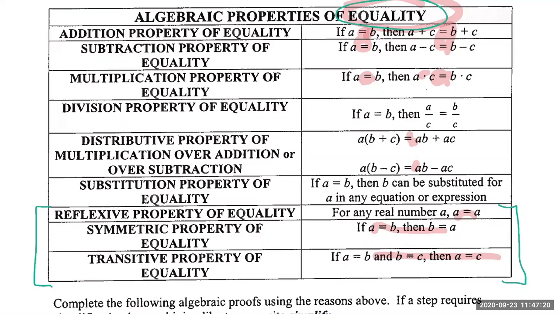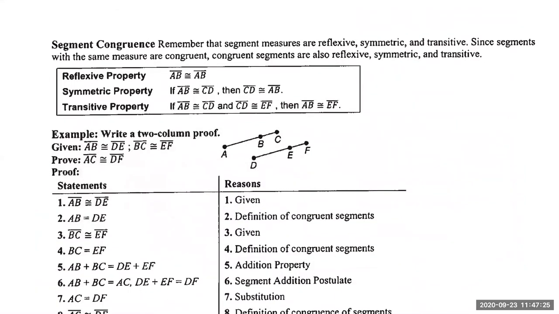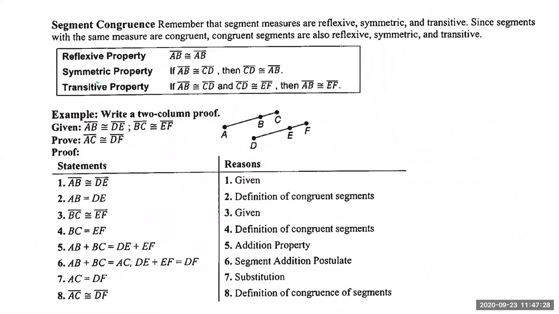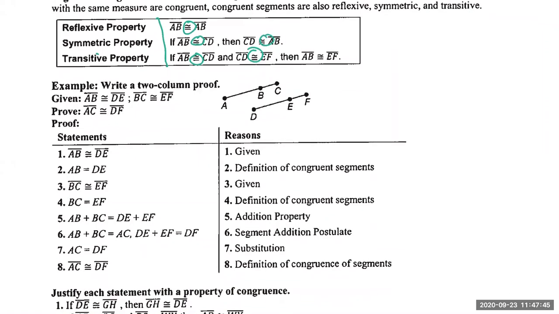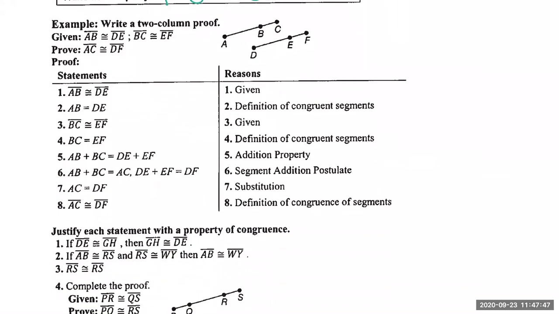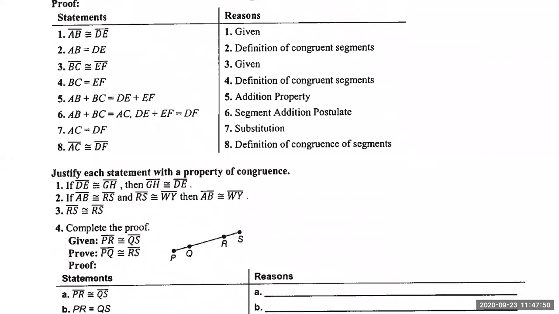Let me go back to the page that we were on. At the top, you can see reflexive, symmetric, and transitive, which are now properties of congruence. So you can say reflexive property of congruence. I'm not going to be very picky about equality versus congruence for these properties. Just recognizing that sometimes you might see congruence instead of equality in a step is good enough for me. So let's look at problems 1, 2, and 3.